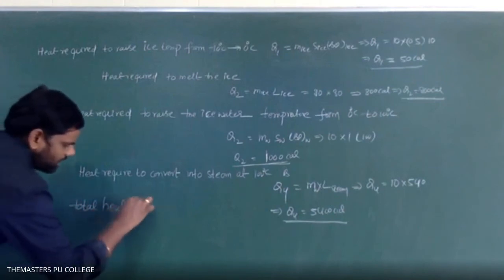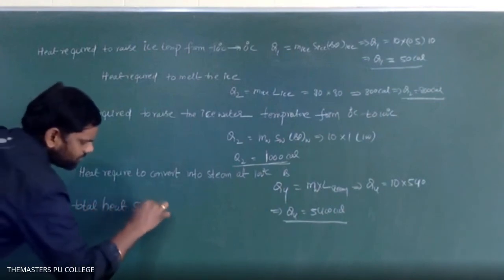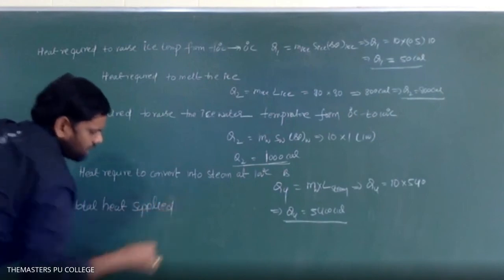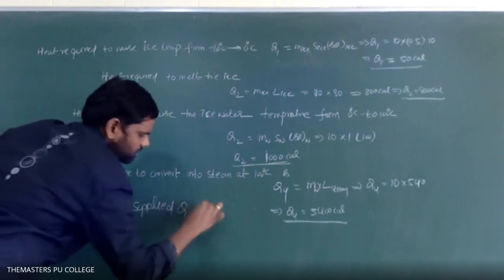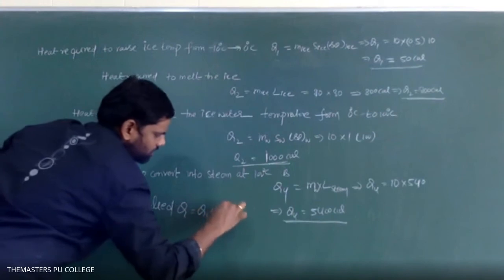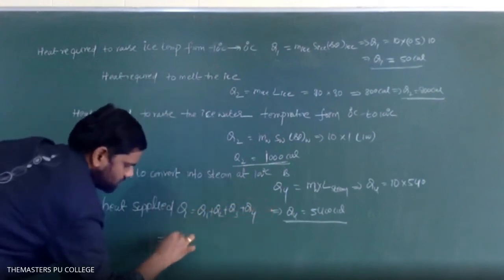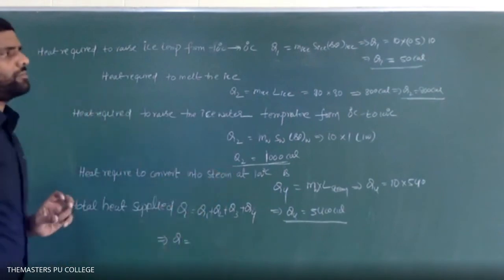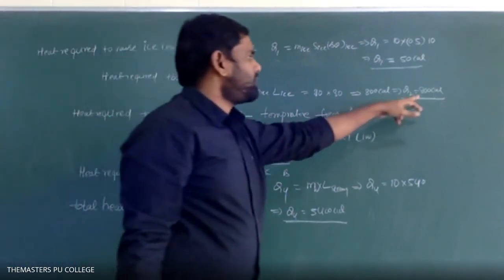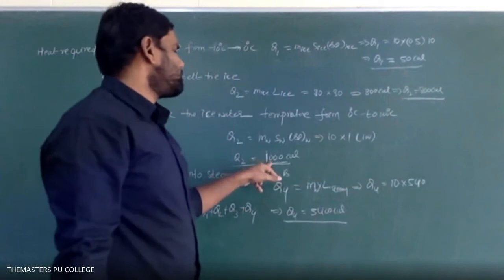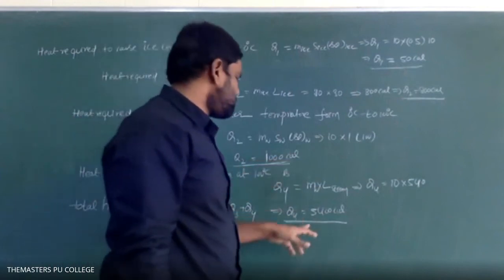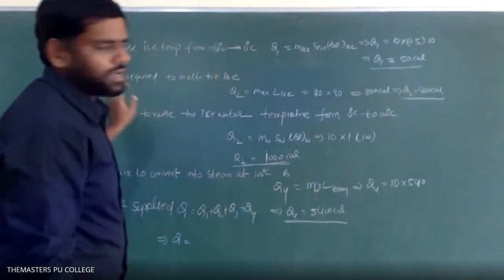Total heat supplied. Okay, total heat supplied Q is equal to Q1 plus Q2 plus Q3 plus Q4. That implies Q is equal to adding all these four. 50 plus 800, 850, 850 plus 1000, 1850, 1850 plus 5400. Total how much? 7,250.